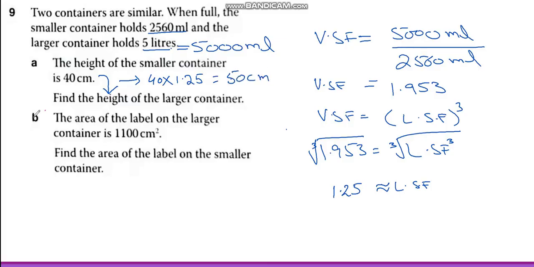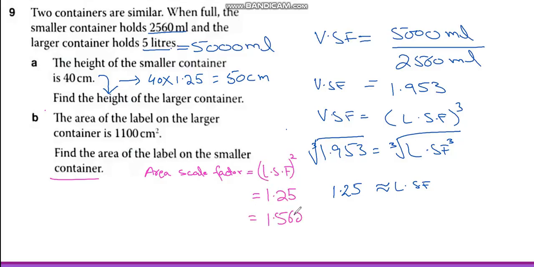In part B, the area of the label on the larger container is 1100 square centimeters, and we have to find the area of the label on the smaller container. For the area, we need the area scale factor. The area scale factor is the square of the linear scale factor. If we take the square of 1.25, that will be 1.5625. This area scale factor means that the area of the label of the larger container will be 1.5625 times the area of the label on the smaller container.